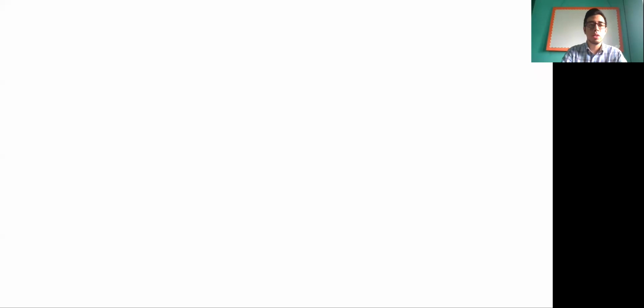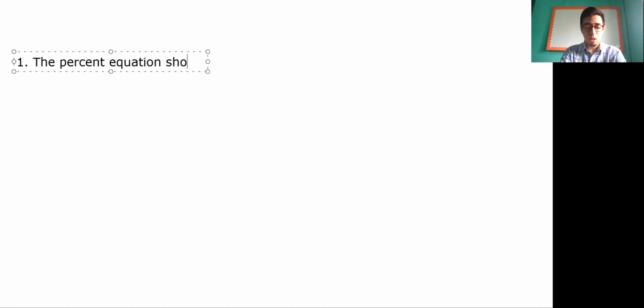So for question number 1, how are percent problems related to proportional reasoning? We can complete this with the first line we have in the book in the key concept. The percent equation, number 1, the percent equation shows how a percent relates proportional quantities.